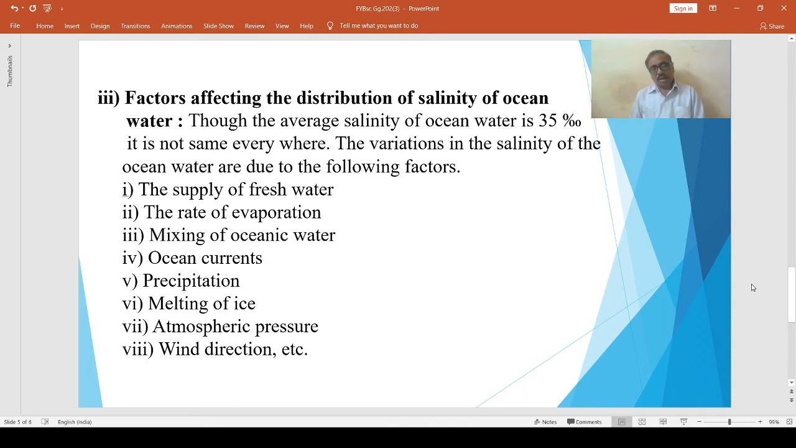Then the rate of evaporation. The salinity of water depends on the rate of evaporation. The salinity of water is more if the evaporation is more. On the other hand, it is less if the evaporation is less.